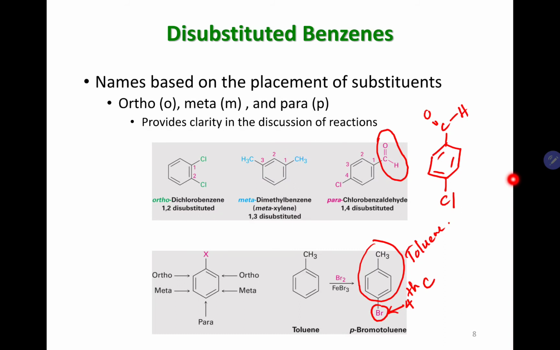Sometimes we use the whole name, but obviously to save time and space, you can easily use the abbreviation. So for ortho you can use O, for meta you can use M, or for para you can use P. So that is how you name di-substituted benzenes. The thing to remember is that if you have a compound that contains a non-systematic name, you might have to be a little bit careful.